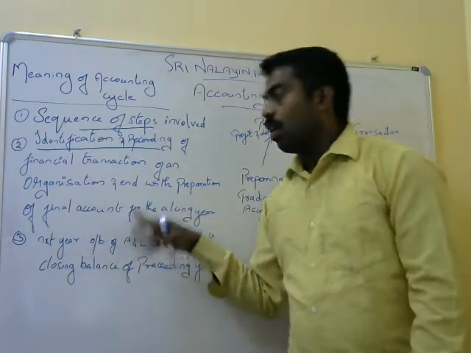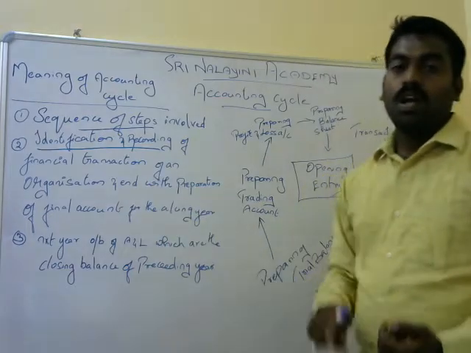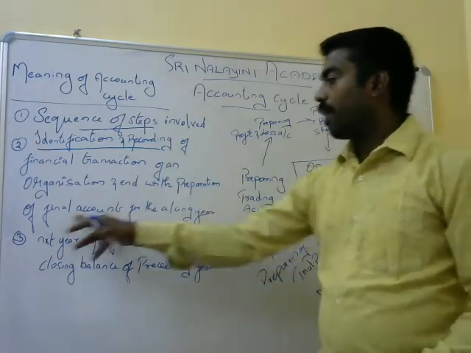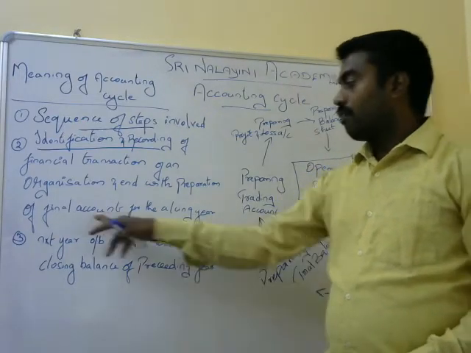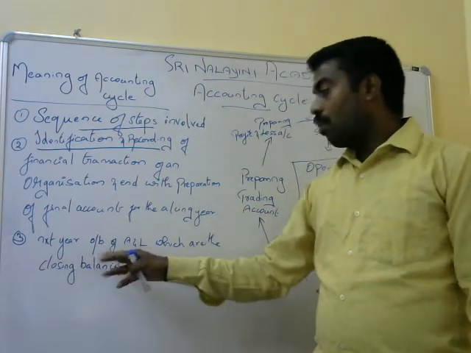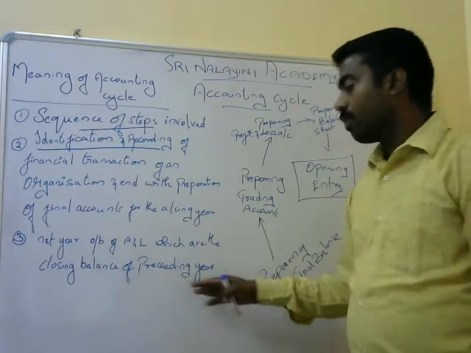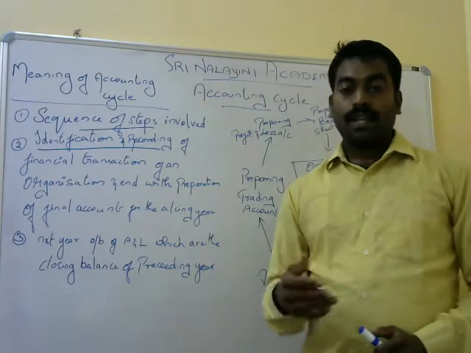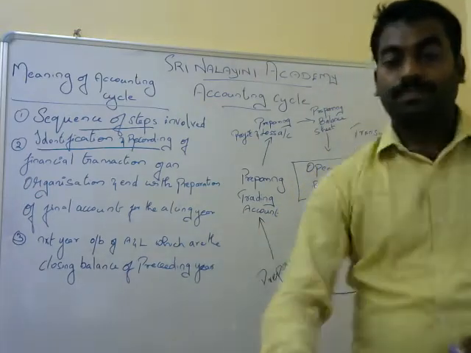Preparation of final accounts. When the identification and recording end, what comes next? Journal, ledger, trial balance. Then it goes to the preparation of final accounts, that is trading, P&L, and balance sheet. These are the final accounts of the accounting year. Then the third step: next year, the opening balance of assets and liabilities will be the closing balance of the preceding year. After closing the balance sheet, the assets and liabilities become the opening balance for the next year.